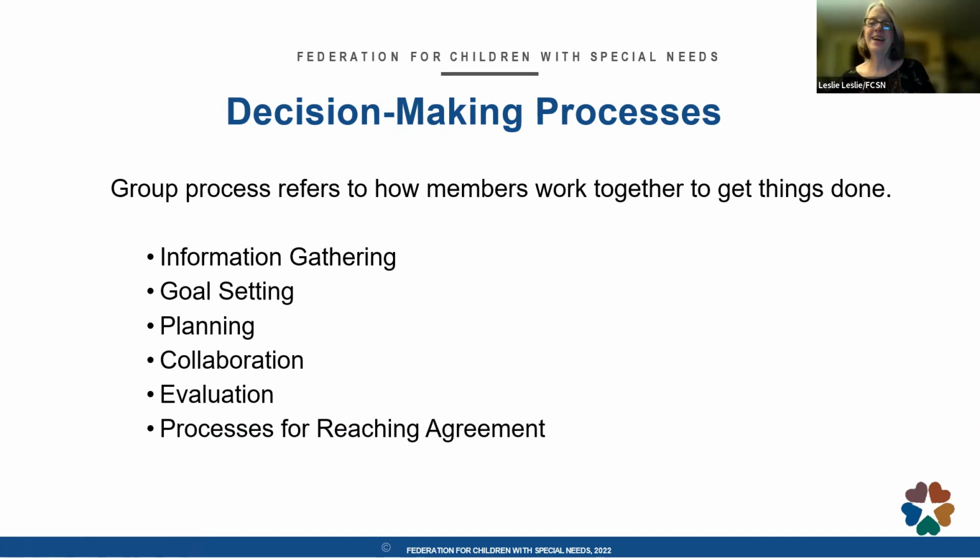Each group has a certain kind of process that they would follow. It's how the members are working together to get things done. And there's lots of different ways to do it, and you might do multiple ways, especially on larger projects. And so these are the ones that we're going to talk about tonight: information gathering, goal setting, planning, collaboration, evaluation, and then different processes for reaching agreement, because that's sometimes the hardest part. So there might be different ways of doing that.